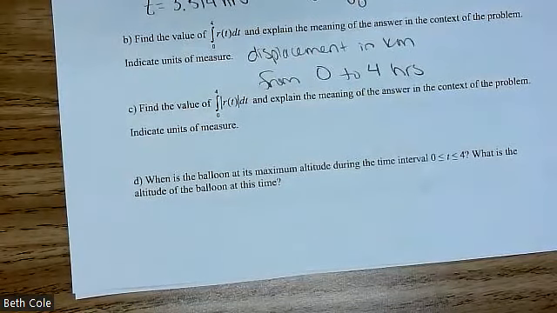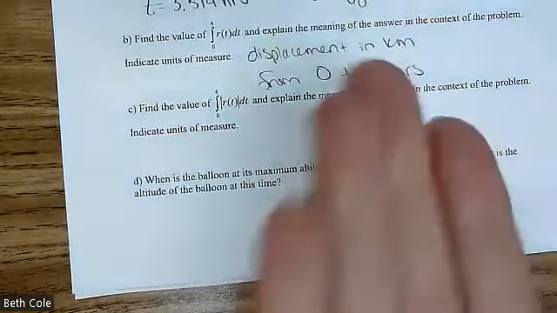C is literally the exact same thing, except instead of displacement, you're going to put total distance in kilometers from 0 to 4 hours. Same exact thing. Those are like definitions. I can't change it. On your test, that's the answer.